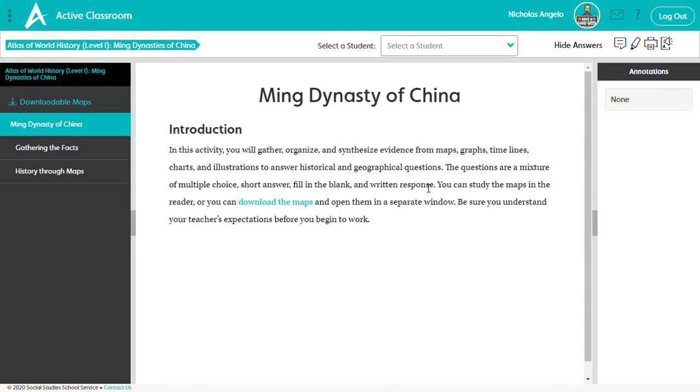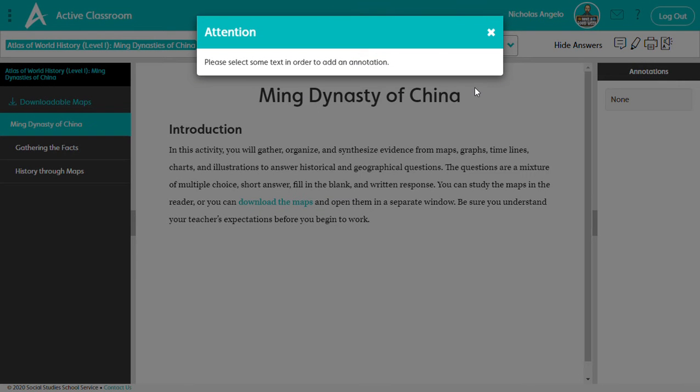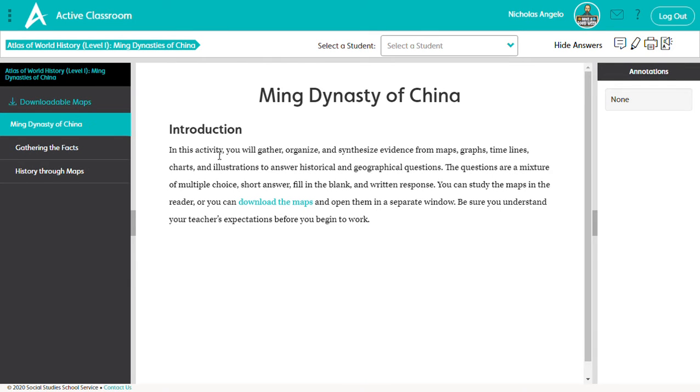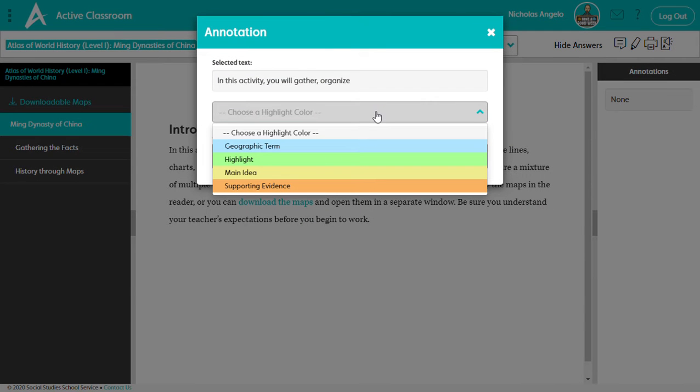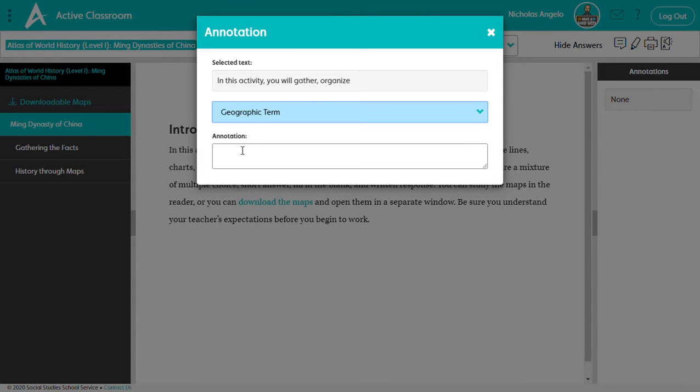Before I go over the answers, I wanted to make sure that you know all the features that are available in Active Classroom. If you look up here in the top right corner, you do have a highlighter feature, so you can click on that. Let's say I wanted to highlight something here. If I click on that little highlighter, now I can choose a specific color based on what I think it is, a term. If I want to add to it, I can do that.